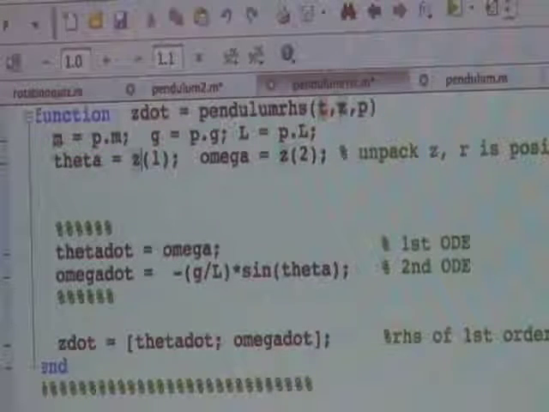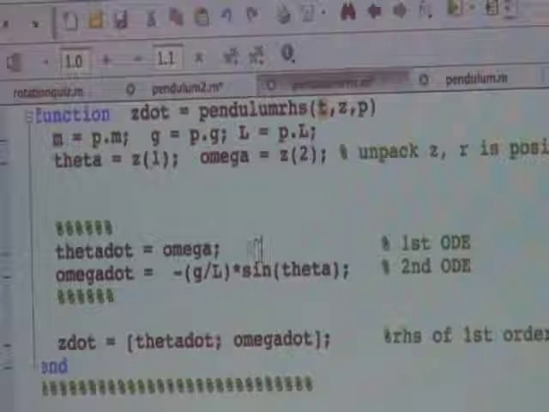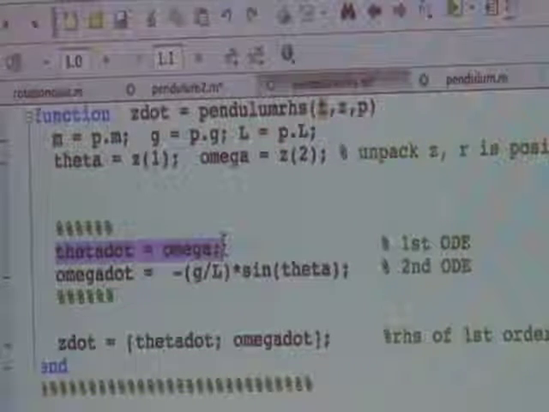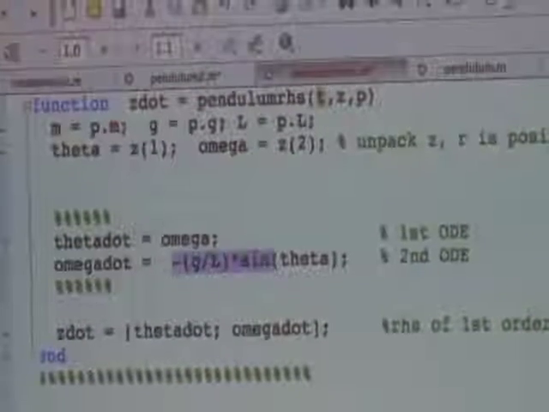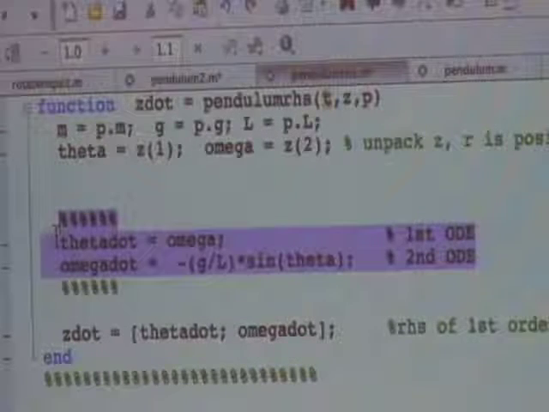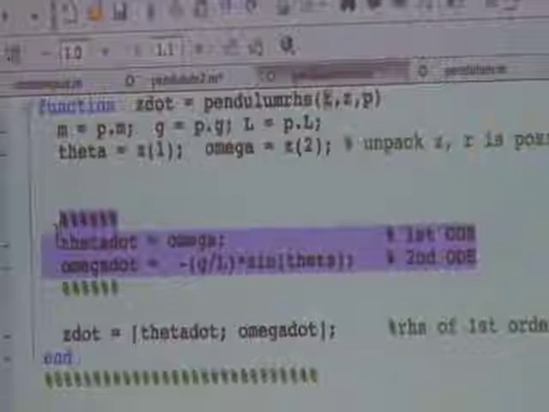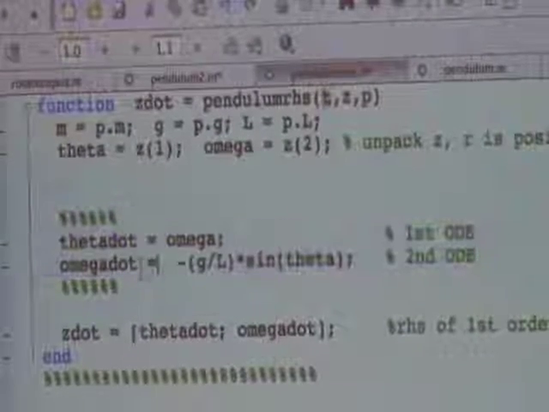We're going to call the first element of z theta, and the second one omega. And then what are the differential equations for the simple pendulum? The rate of change of theta is omega, and the rate of change of omega is minus g over l sine theta. These are the pendulum equations which I derived for you, and then in the case of the inverted pendulum, Pranav derived for you four different ways, and you've done in homework many different ways.